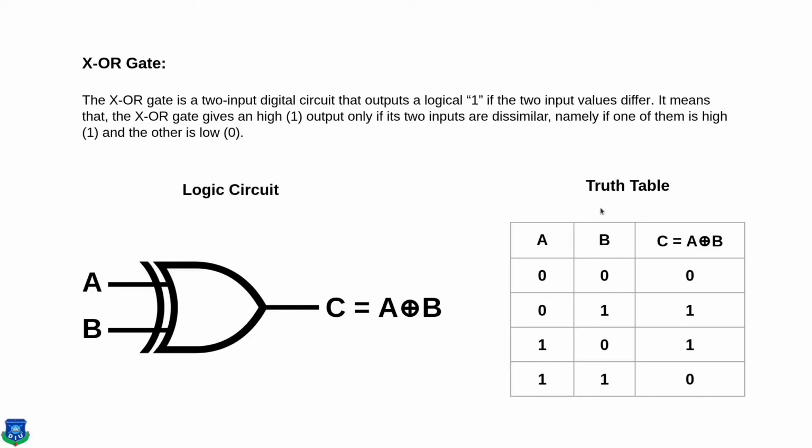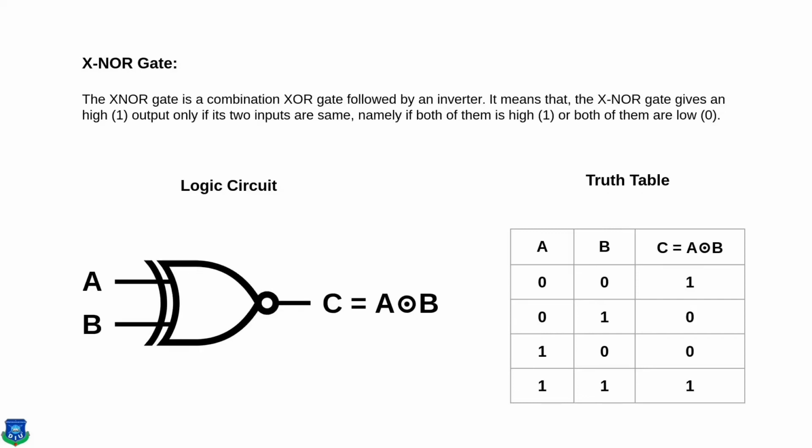If we look at the truth table, we can see that an XOR gate gives high output when the inputs are dissimilar. When the inputs are similar, the output is low. XOR gate is used extensively in error detection circuits, computational logic comparators, and arithmetic logic circuits.